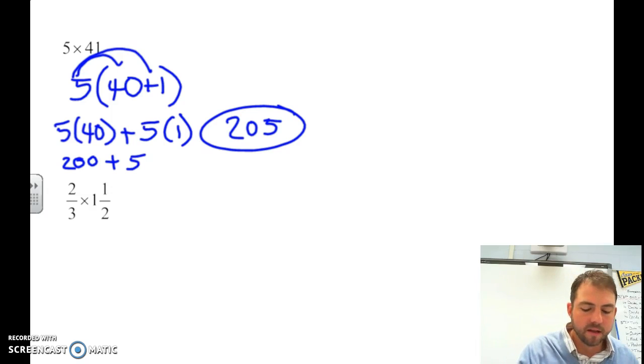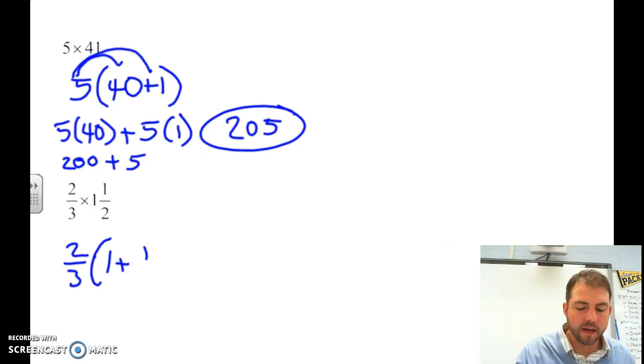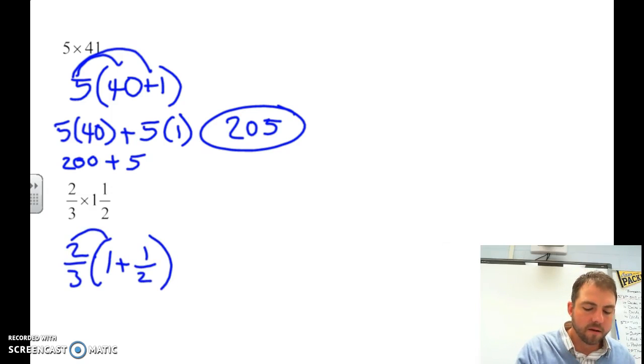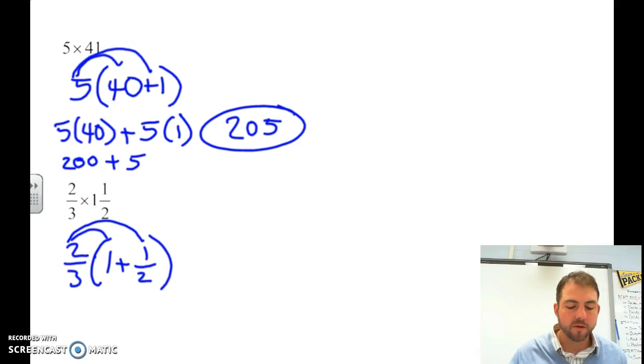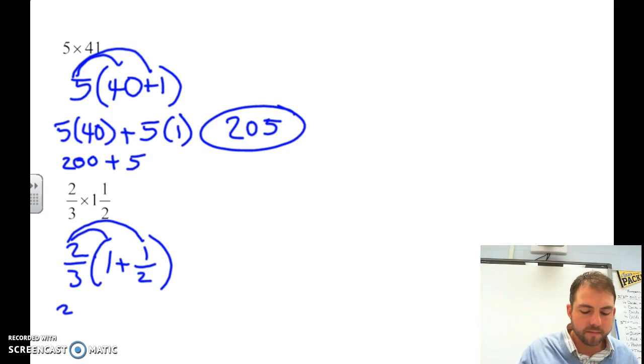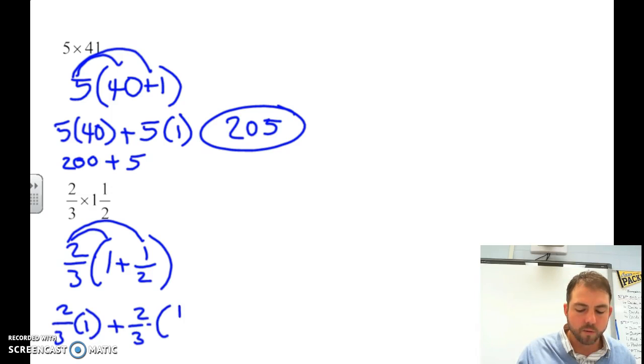Now, let's try this fraction one again. 2/3 times 1 plus 1/2. Again, we're going to break that mixed number apart. We can now distribute the 2/3 and multiply 2/3 times 1 plus 2/3 times 1/2.